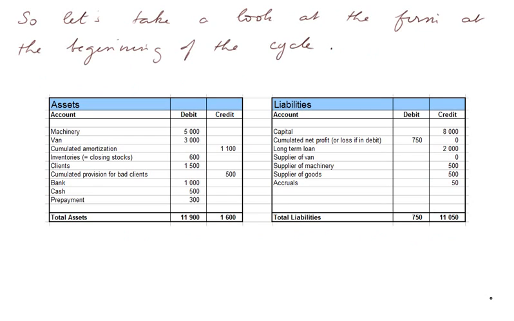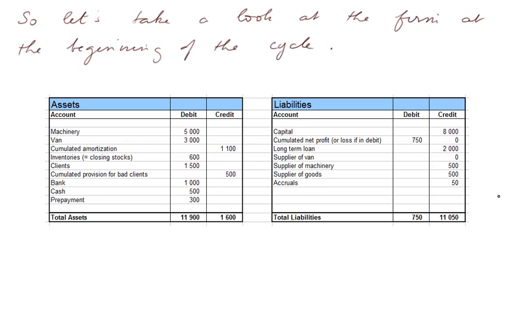So let's take a look at the firm at the beginning of the cycle. By this, we take a look at its balance sheet. It has an asset side and a liability side. So we see that this firm begins the year with machinery, a van. They have been already amortized. It has inventory at the beginning of the year, closing stocks of the year before of 600. It has some client IOUs. They have been provisioned for 500. There is some money in the bank, some money in cash, and some prepayment, that is charges of last year, which actually concern this year and therefore are temporarily assets.